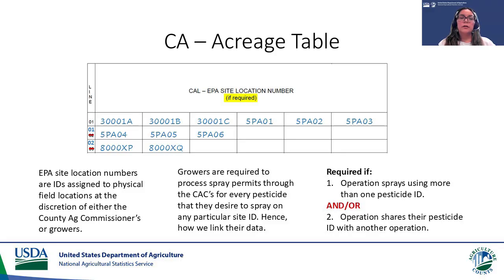EPA site location numbers are IDs assigned to physical field locations at the discretion of either the county ag commissioners or the growers. Growers are required to process spray permits through the California ag commissioners for every pesticide that they desire to spray on any particular site ID. Hence, this is how we're able to link their data. Again, this information is only required if the operation uses multiple IDs and/or shares an ID with another operation.